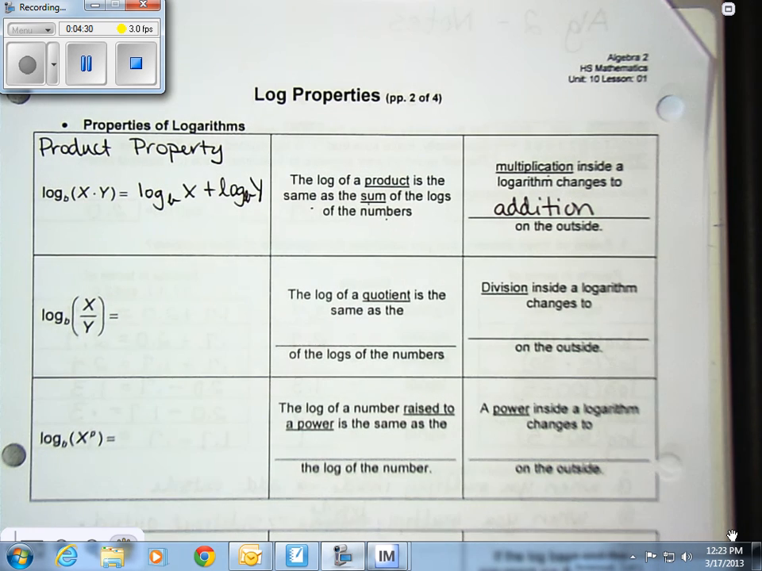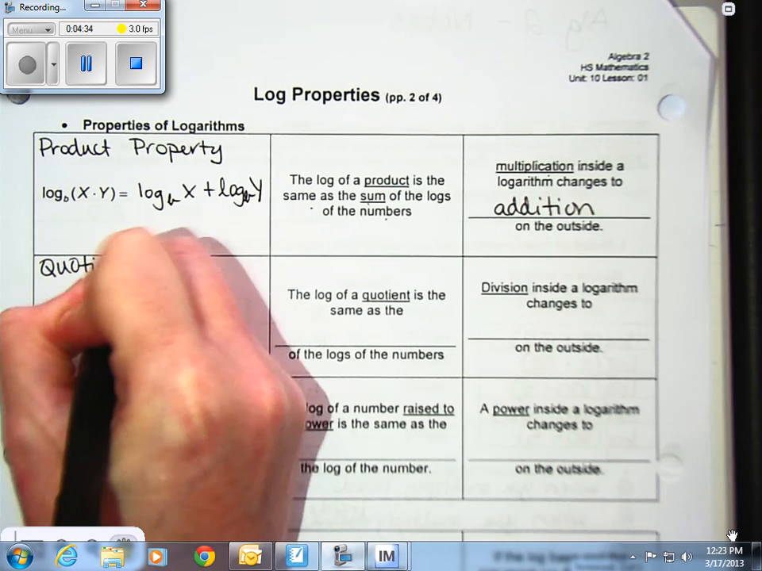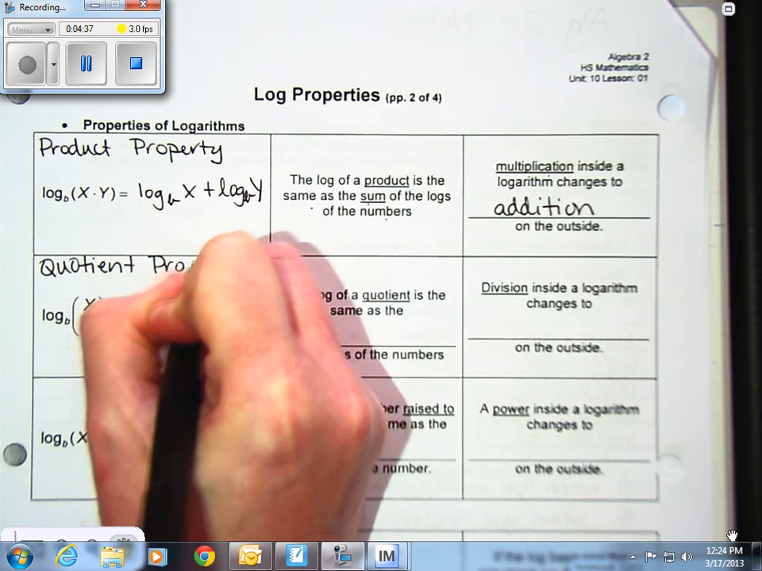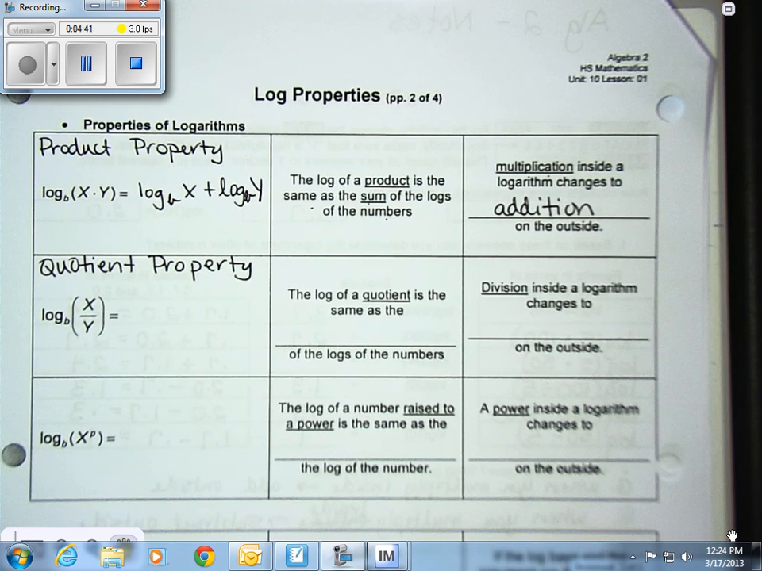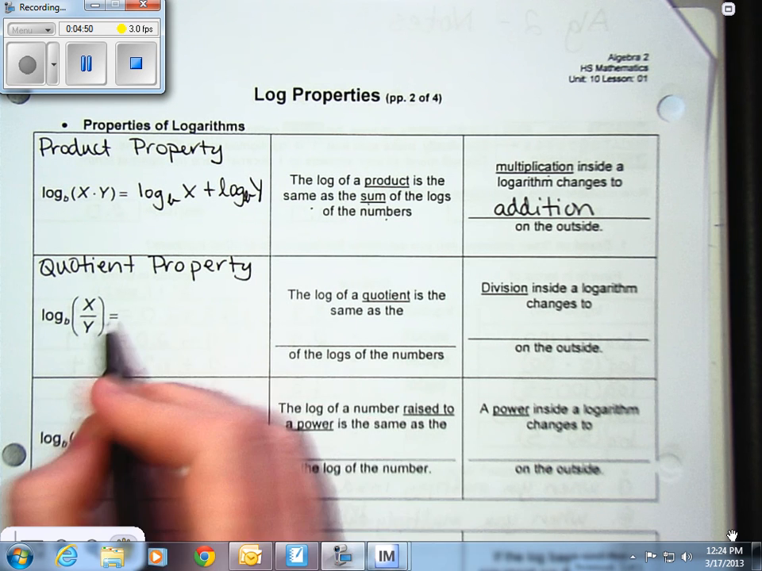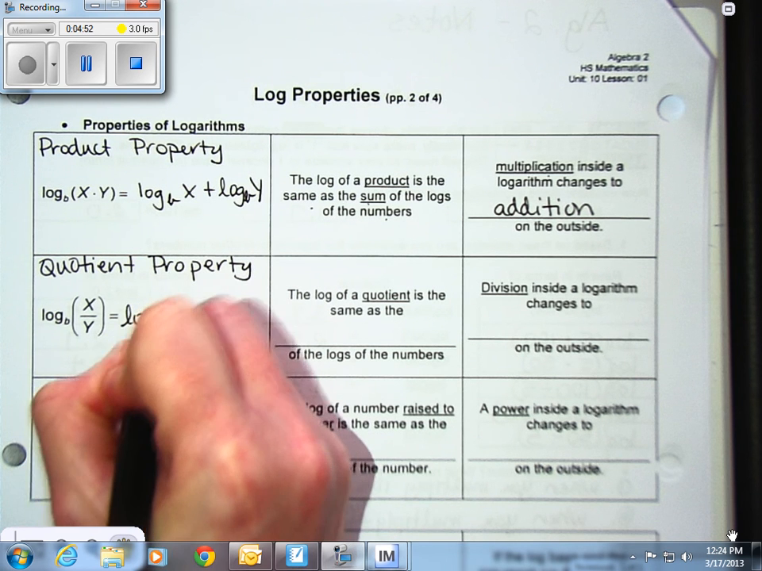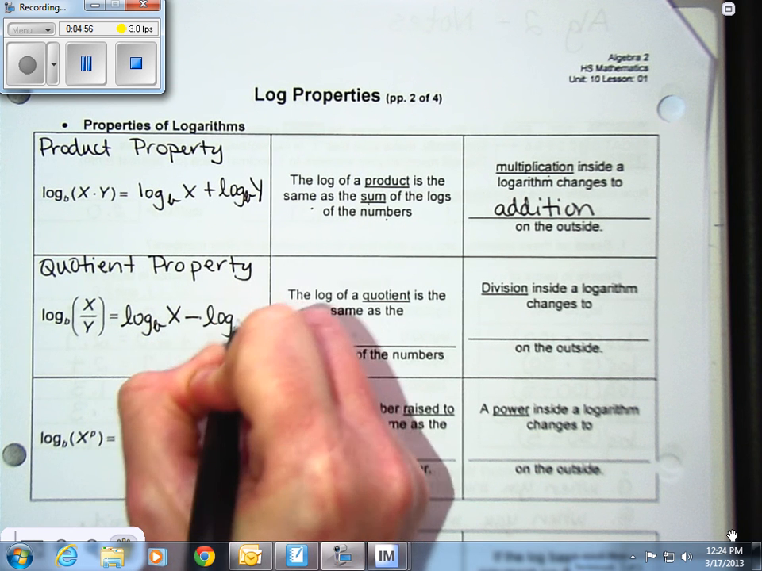Our next property is what we call the quotient property. We've had product properties and quotient properties of exponents, but now these are our properties of logarithms that we have to be familiar with. If you look back at the patterns we established, when we divided on the inside, we really subtracted. So this becomes log base b of x minus log base b of y.